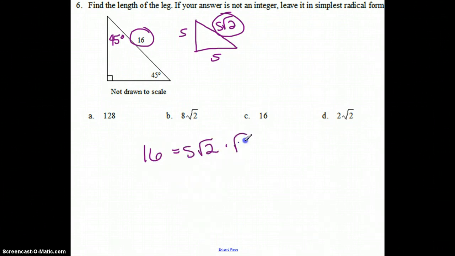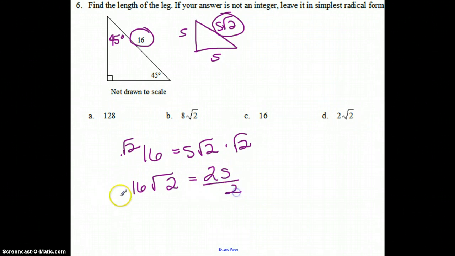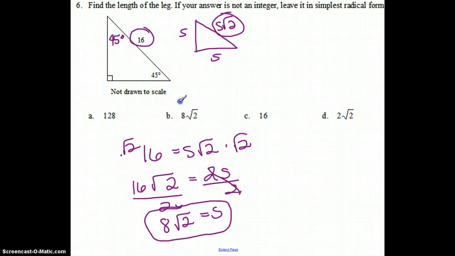So I'm going to multiply both sides by square root of 2. So 16 square root of 2 equals 2s. Divide by 2. These are the only two that can divide. So 16 divided by 2 is 8. So 8 square root of 2. So my answer is B.